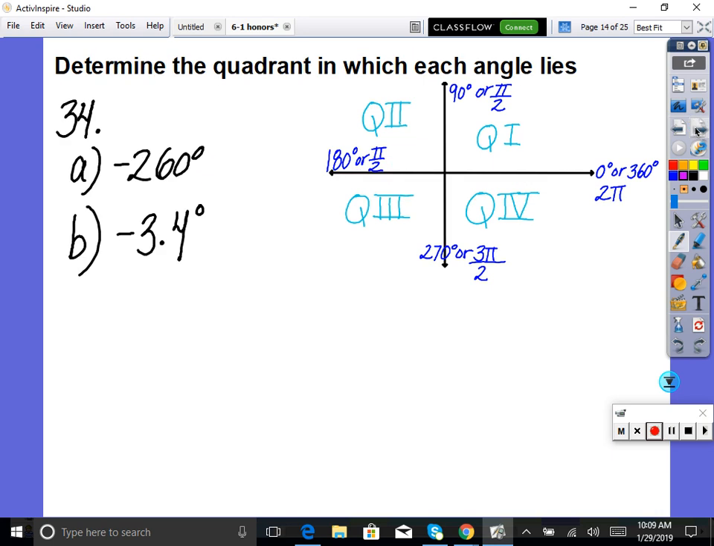Determine the quadrant in which each angle lies. If I don't want to have to go negative 260, can't I just find the coterminal angle? Negative 260 plus 360 is 100 degrees. So which quadrant? 2. Perfect. Negative 3.4 degrees is super easy. What is that? 4. Quadrant 4. Pretty easy. Okay.